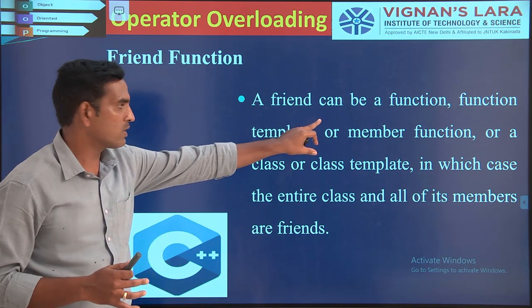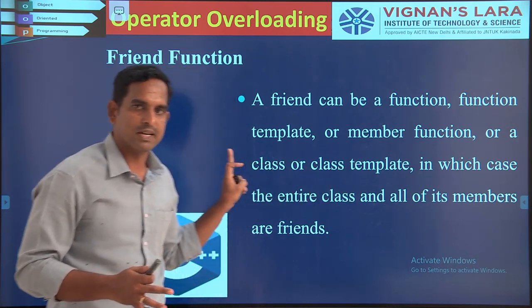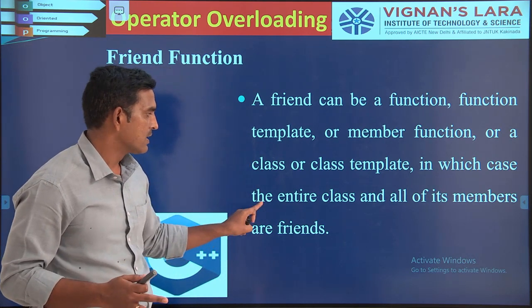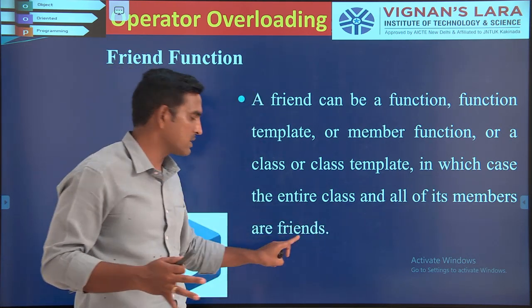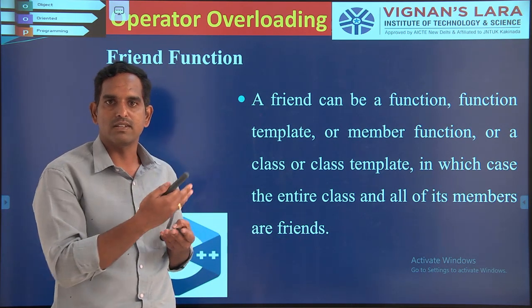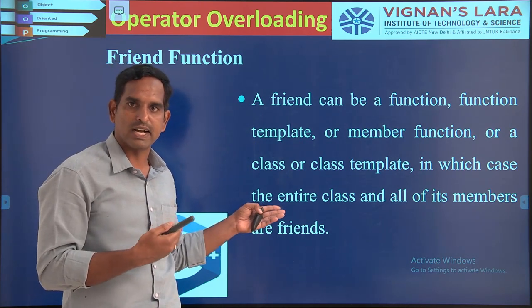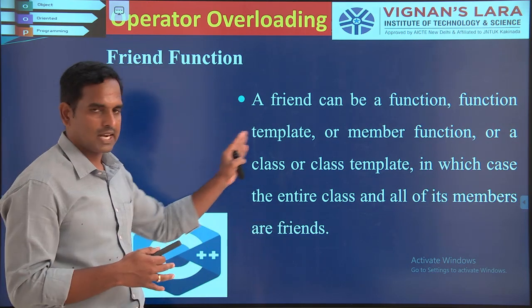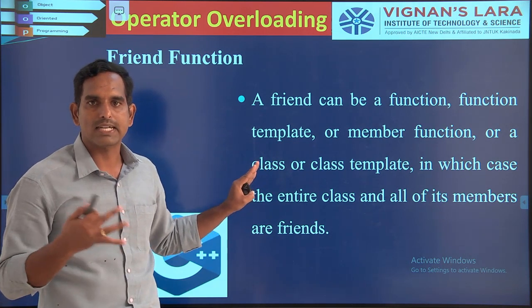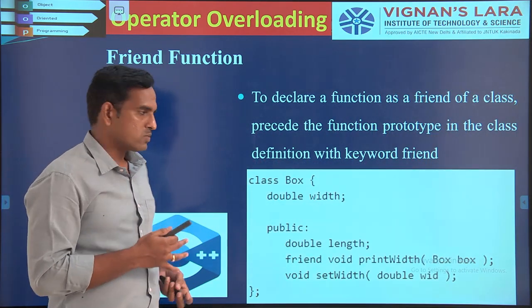So you can make your functions and function templates friends, or you can make your class or class templates friends. When you make a class or class template a friend, the entire class and all of its members are friends. So when you make a particular class a friend, that class's properties can be used by the friend class. You will look at friend classes in the later part of the session. For the time being, know that all these things can act as friends in your classes. We'll be looking at the examples one by one.